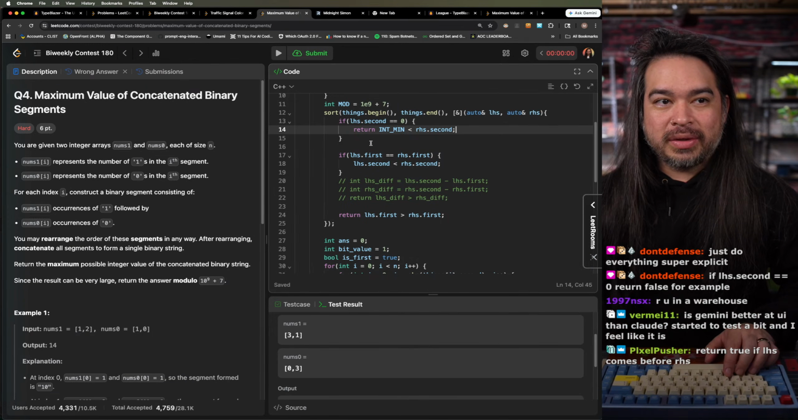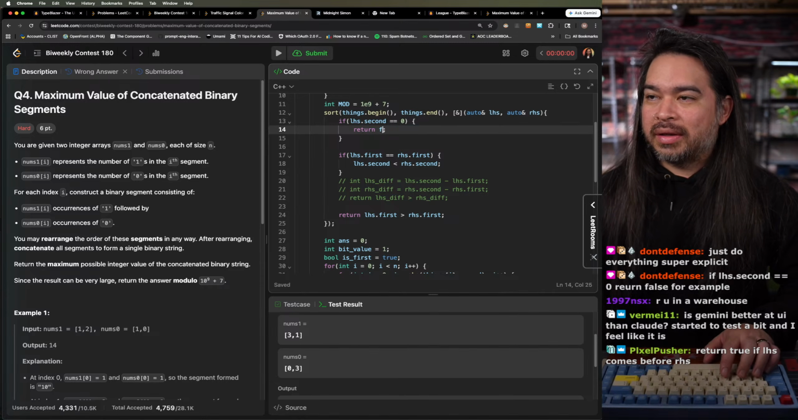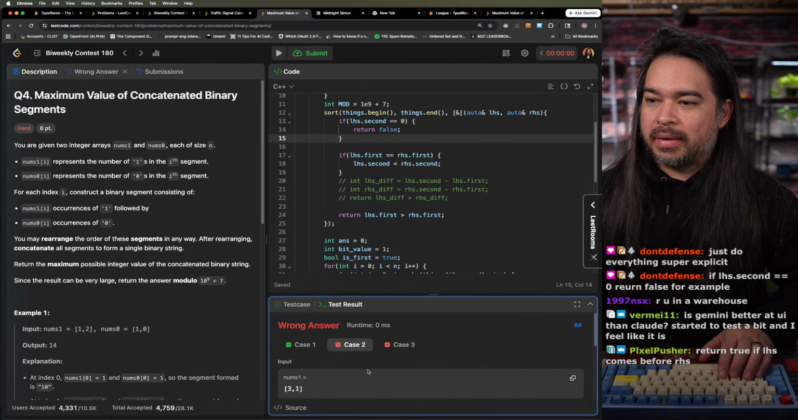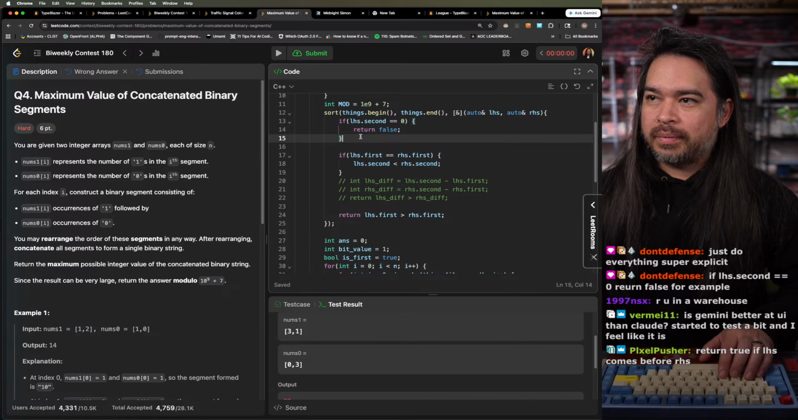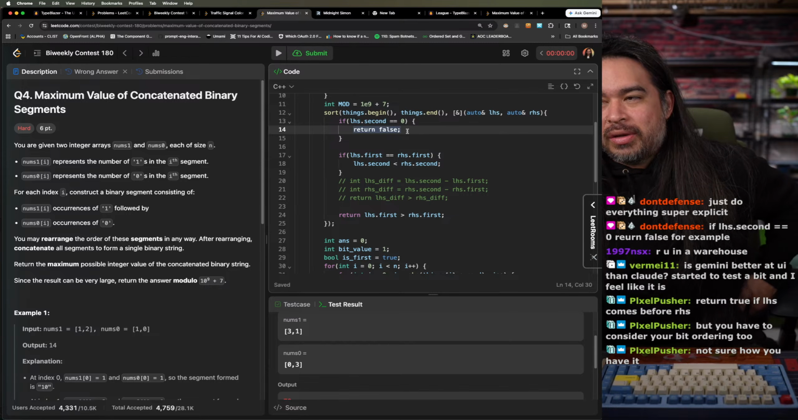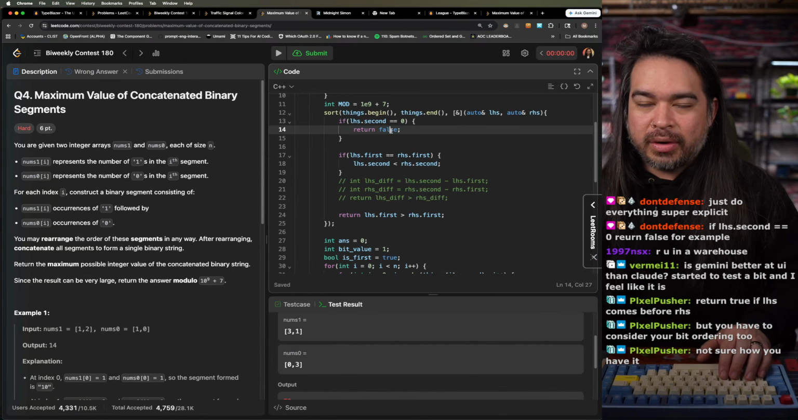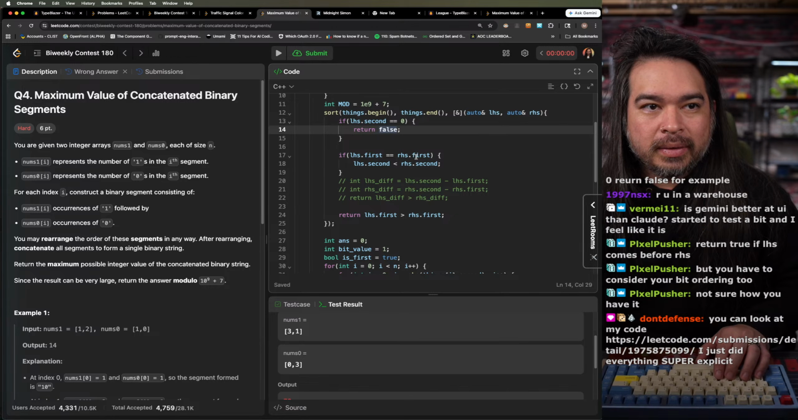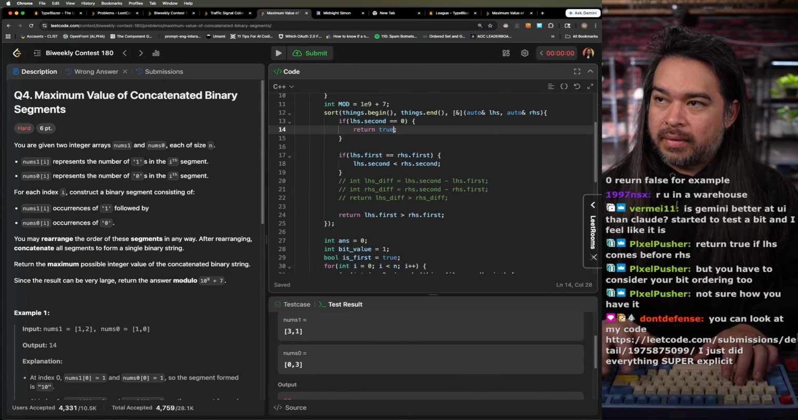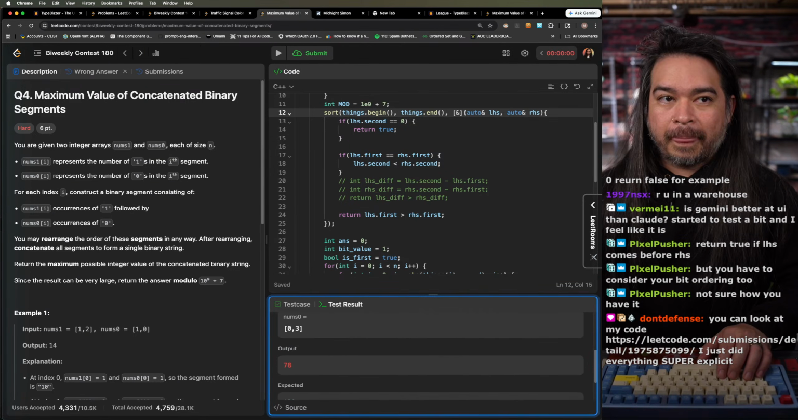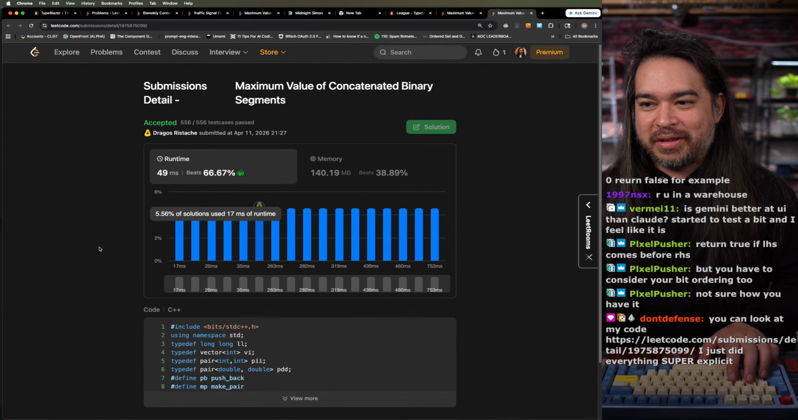Just do everything super explicit. If that, return false. Yeah, I think I tried that. But then returning false would make sure it's like closer to the front, right? Or returning true? I don't know. Return true if left-hand side comes before right-hand side. Yeah, let me take a look. Let me take a look. Zone defense.